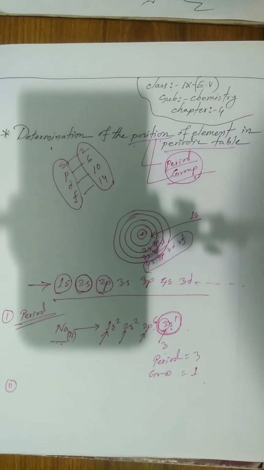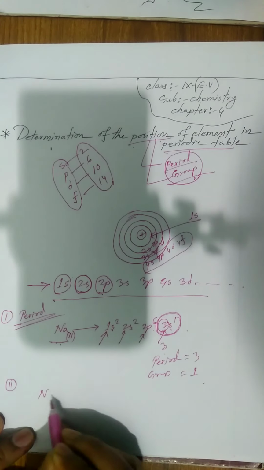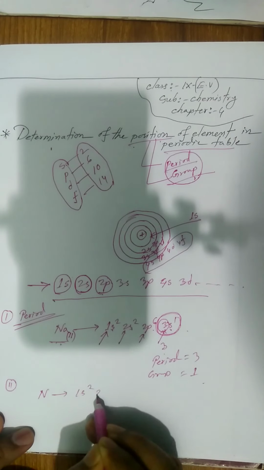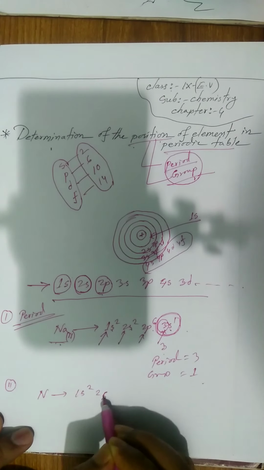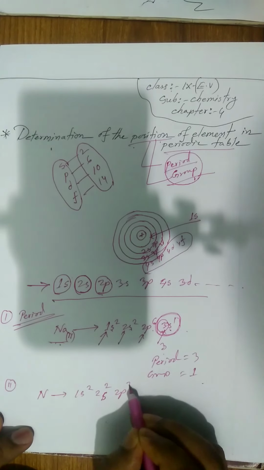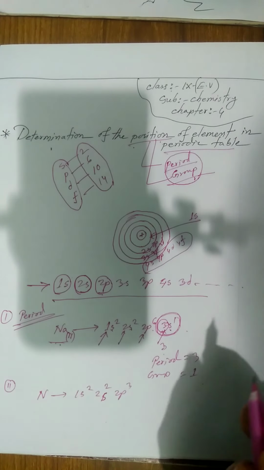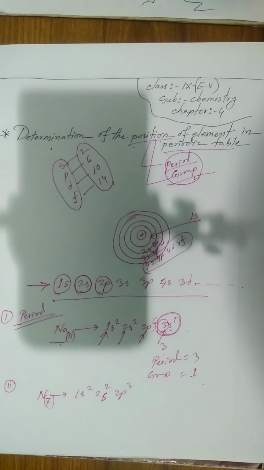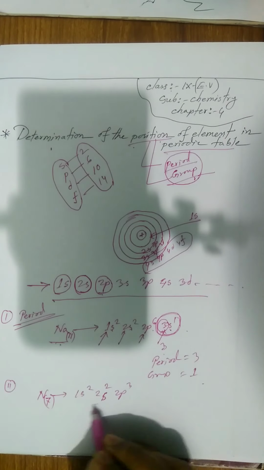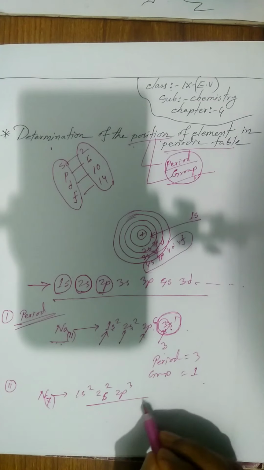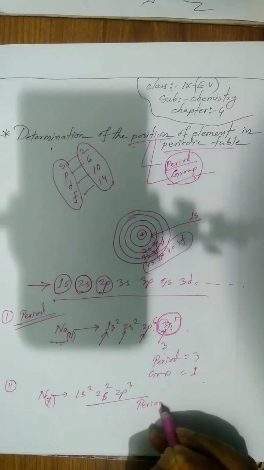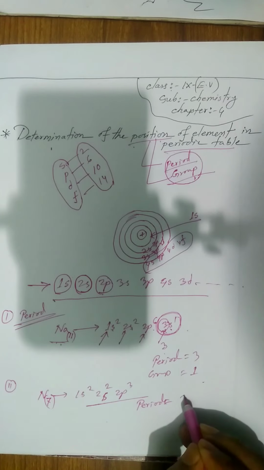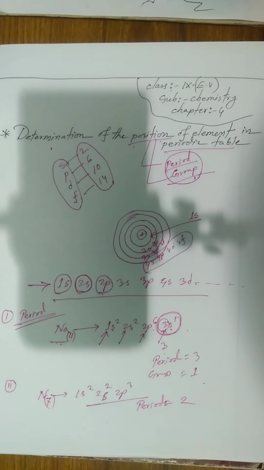For a p block element, suppose nitrogen: 1s2 2s2 2p3. Nitrogen has 7 electrons and the electronic configuration is like that. Now the highest coefficient of these orbitals is 2, so the period number is 2.